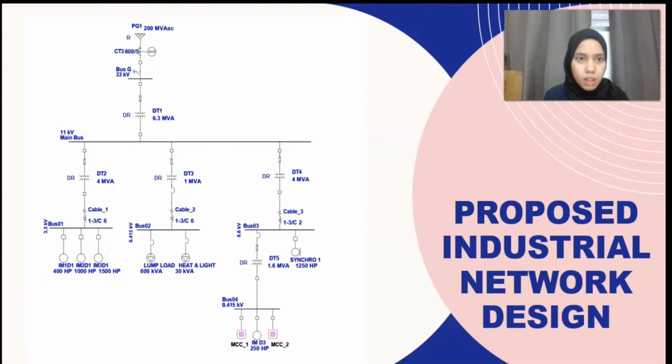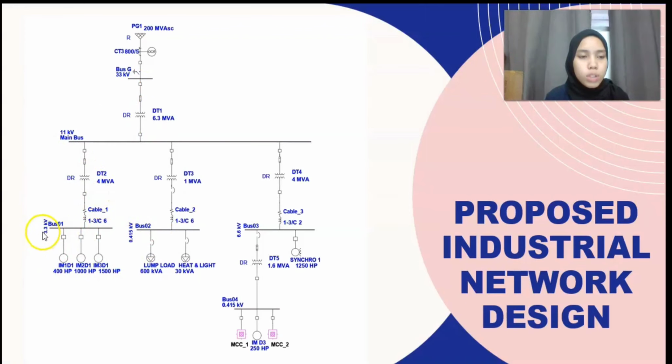As you can see on my screen right now, this is our proposed industrial network design. From the upper part, here is the main incoming distribution transformer T1, where the incoming voltage is 33 kilovolt, and this bus bar here is 11 kilovolt. Transformer 1 steps down the voltage from 33 to 11 kilovolt, and this is our first division right here, which contains induction motors.